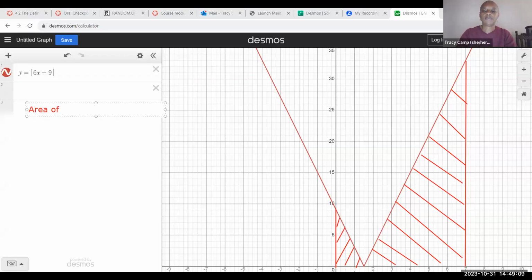Area of smaller triangle plus area of bigger triangle. That is my job. I need to find those two areas, right? And I'm going to make good use of Desmos because first of all, I know that to find the area of a triangle, the formula is 1/2 base times height.